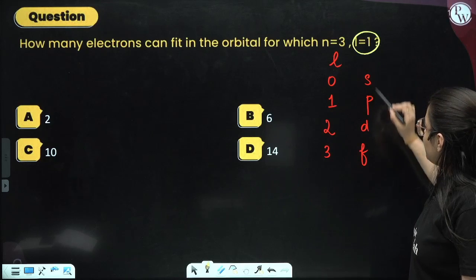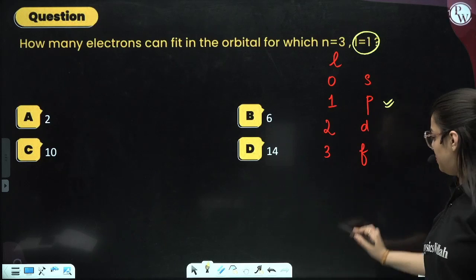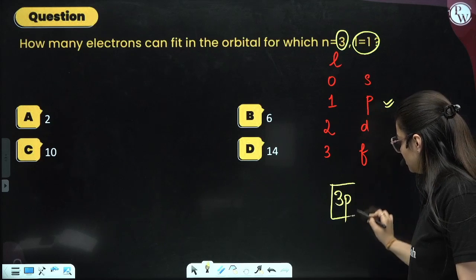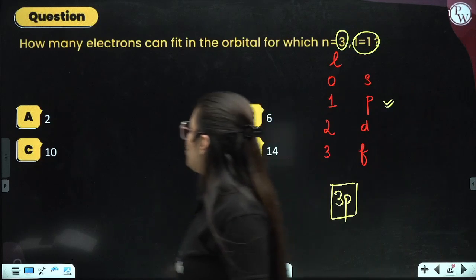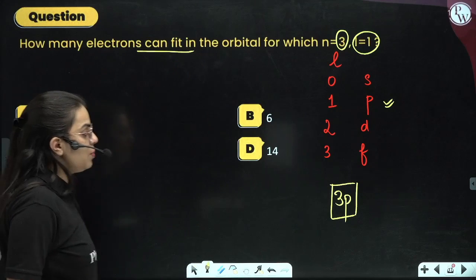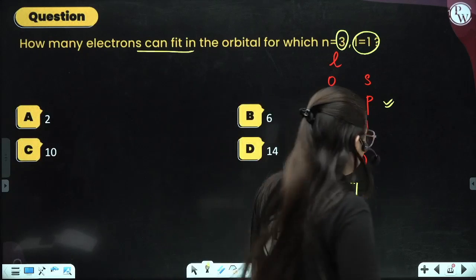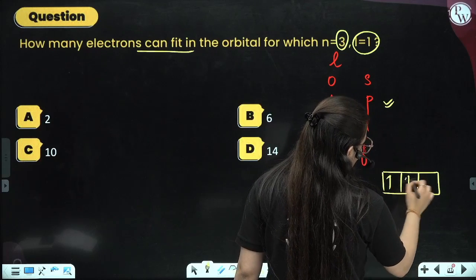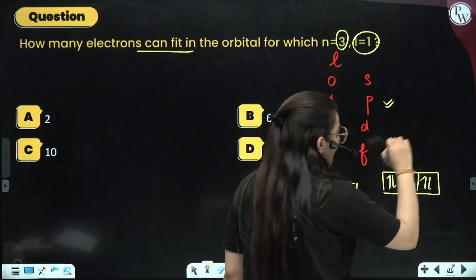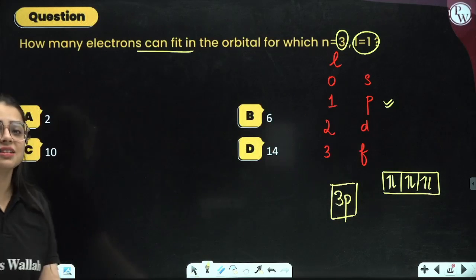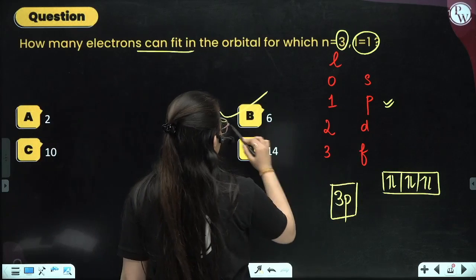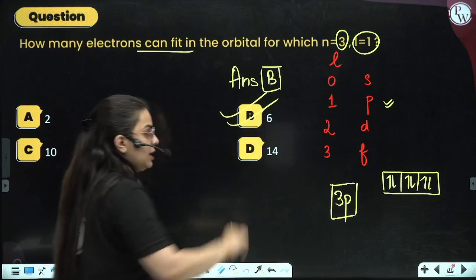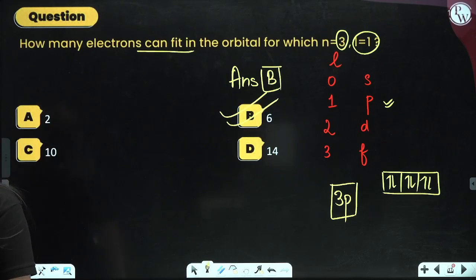So over here, the L value is 1, that means it is P. N value is 3. So it is 3p. They are asking how many electrons can fit in the orbital. Now, how many electrons are filled in p orbital? The p orbital is basically like this. So 1 electron, 2, 3, 4, 5 and 6 electrons. Total 6 electrons can be filled in 3p. Hence, the answer will come out to be B option.